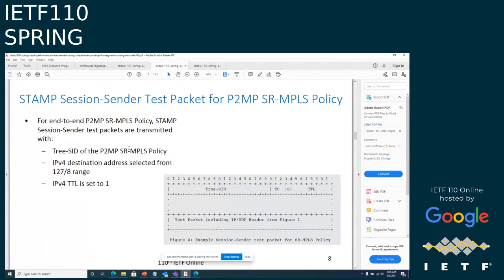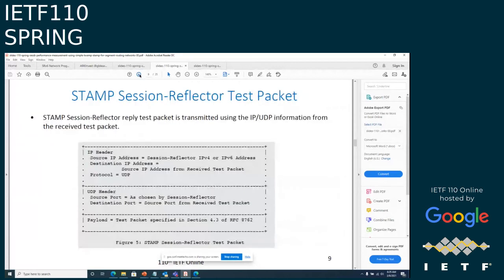For P2MP, the test packet is sent with a 127 address for the P2MP MPLS with IPTTL set to 1, and the tree SID as an example of the policy. Next slide, please. And the reflector test packet uses the information from the received test packet. Next slide, please.